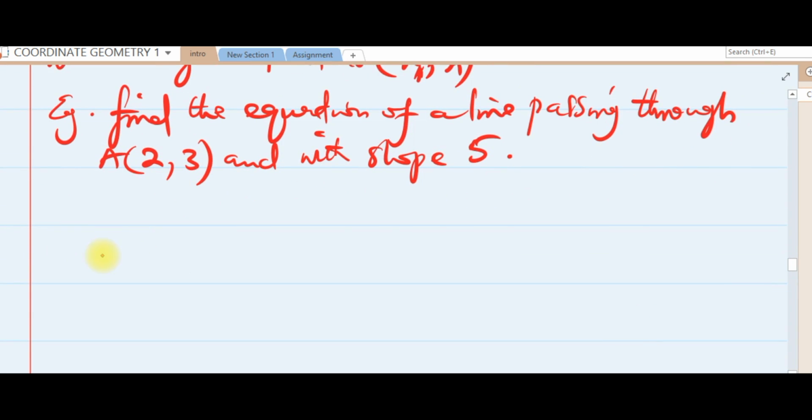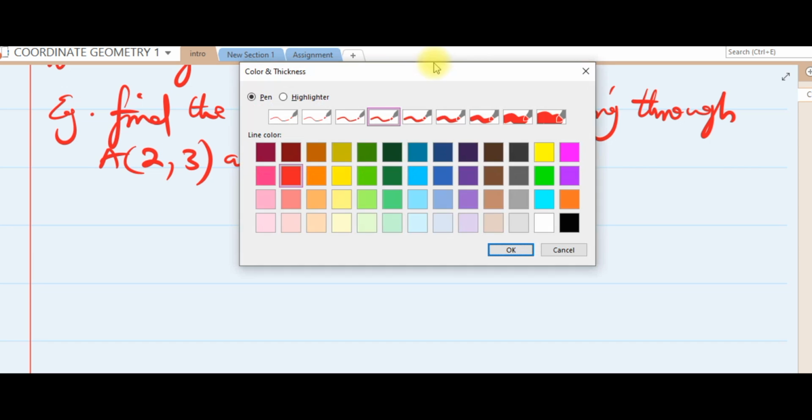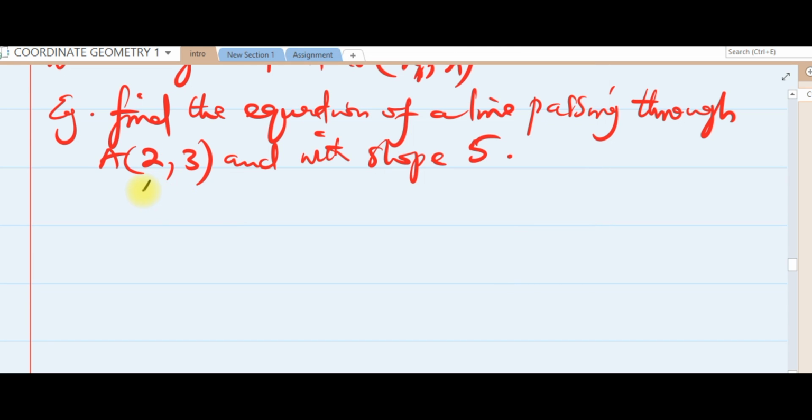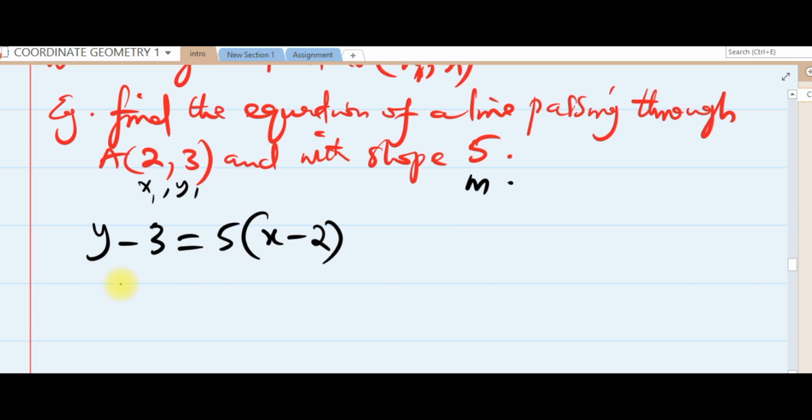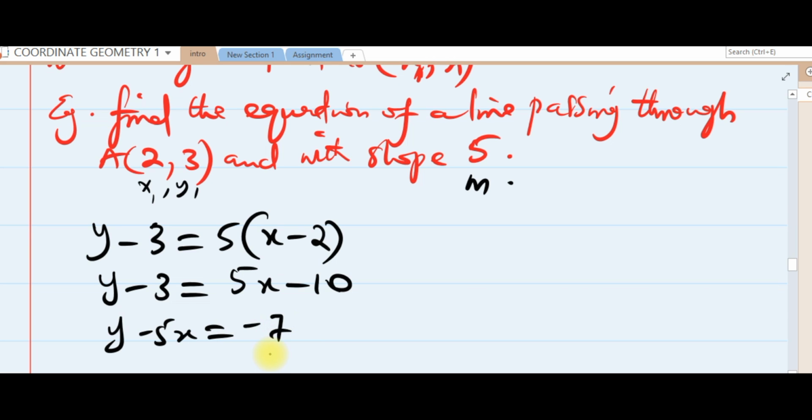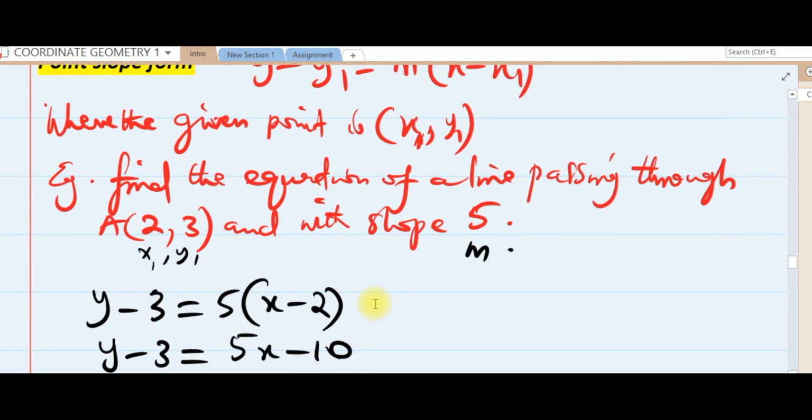You don't need to waste your time. The equation is what? Our x1, y1 is this. So this is our x1, y1. This is our slope. So we are using the formula now. The equation is now y minus, what is our y1? 3. Equals slope, which is 5, times x minus x1, which is 2. So that's the equation. We now simplify further: y minus 3 equals 5x minus 10. So this is y minus 5x equals minus 7. That's the answer. So that's our point slope form.